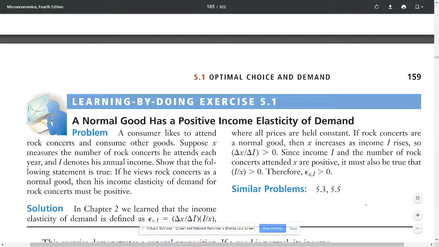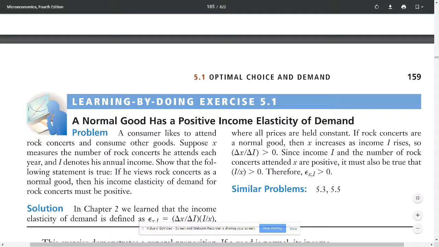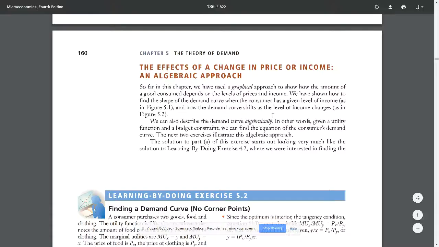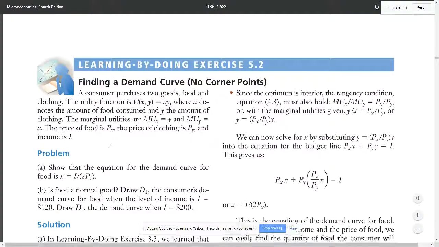Here's a problem. So basically, this problem is just saying that when it's a normal good, the income elasticity of demand is going to be positive, which we kind of did, even though we didn't say it back in the previous chapter. Obviously, we can't just look at this graphically. We're going to have to look at it algebraically. So here's a problem to get you started.